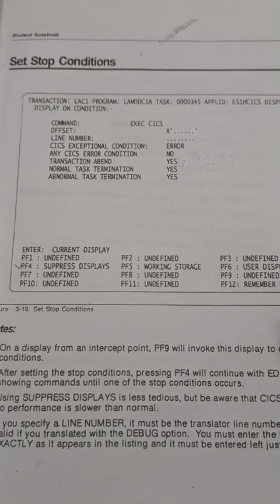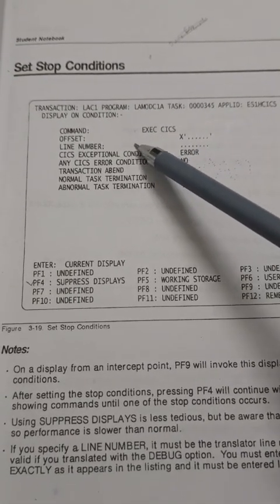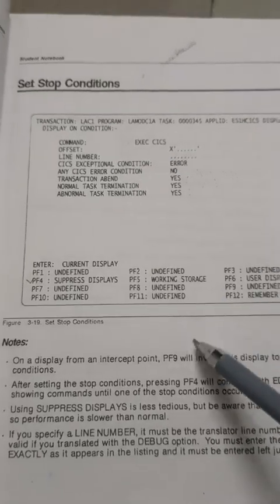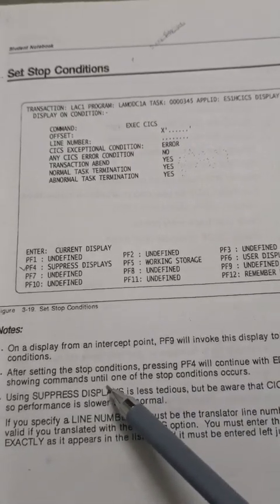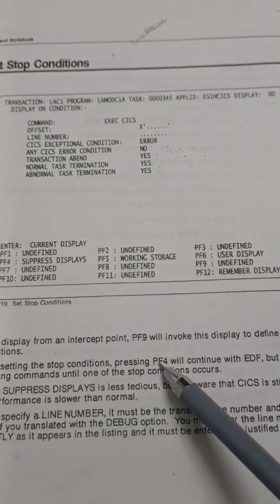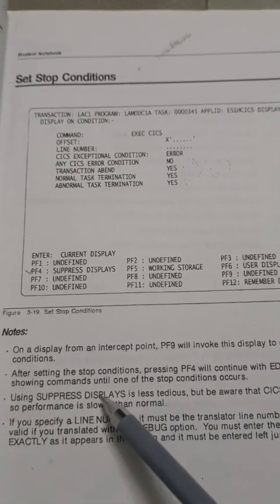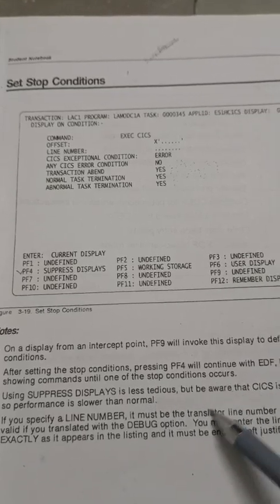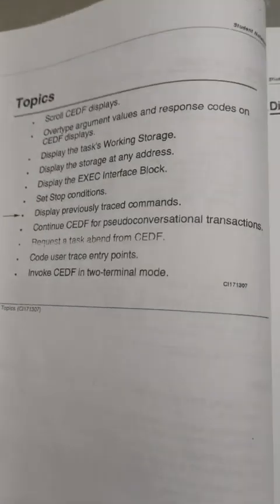If I press PF9, you can set a display in the stop condition, to invert the display in the stop conditions. After setting the stop condition, press PF4 again to suppress the display, like EDF without showing command one of the stop conditions. You can see the display of the line number.